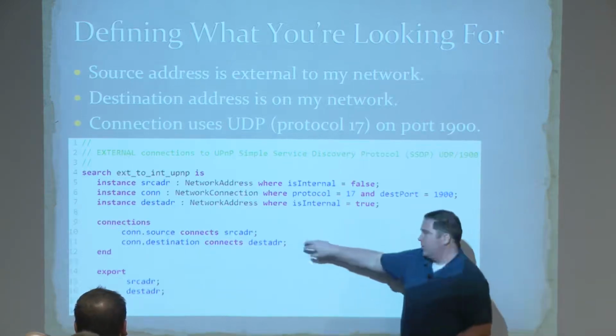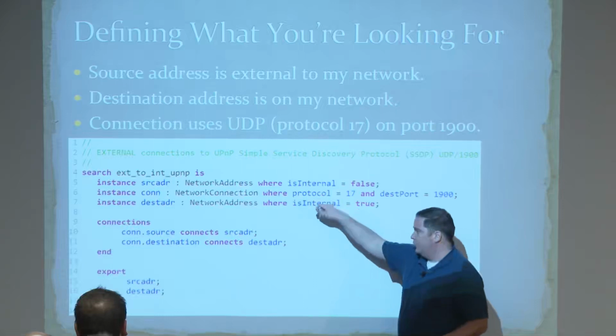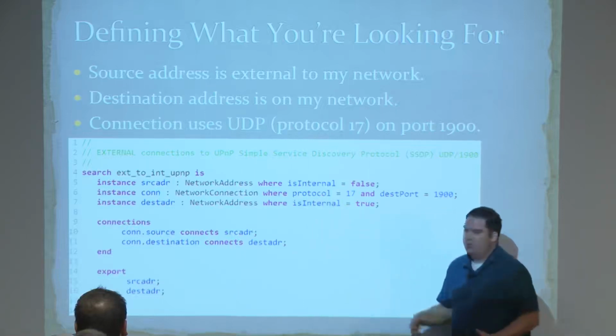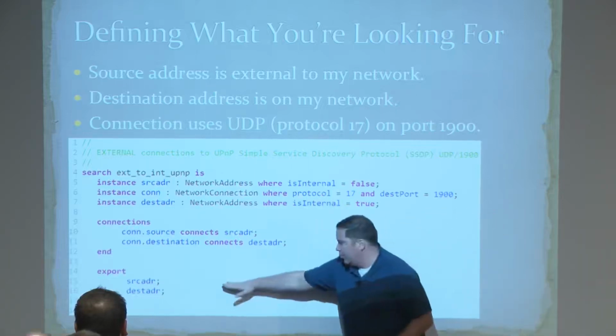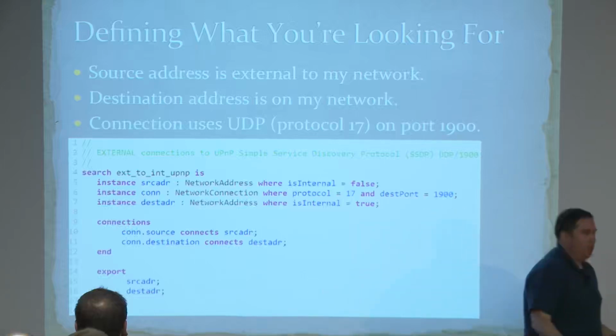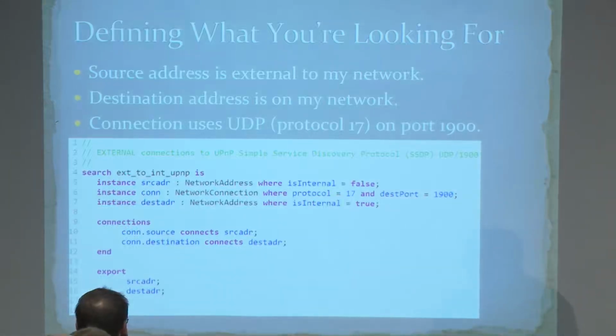Here we define what connects to what. So we say the source connects to the source address, destination connects to the source address. And then we say, when you give me the results, I want to see the source address and the destination address. Very, very simple query. All the queries are like this. So it's really easy to create a pattern that you're looking for and then get results on that.